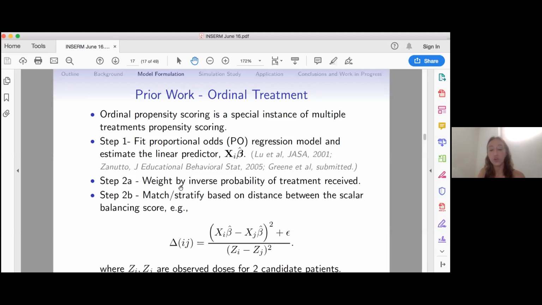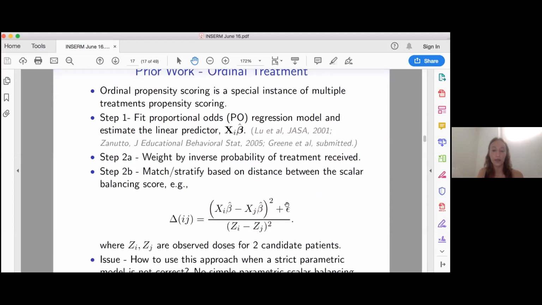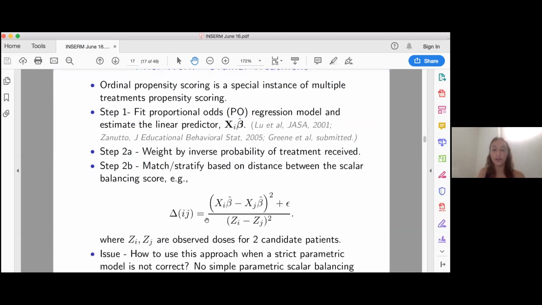And then in step 2, you could weight in your outcome model by the inverse probability of the treatment actually received, right? That will be the dose actually received since it's ordinal. Or you can match and stratify based on a distance metric. And this is a proposed distance metric, which is simply the difference between those 2 scalars for 2 different people. This is someone's x_i beta hat, and this is someone else's x_j beta hat, right? They're scalars resulting from the proportional odds model. So 2 linear predictors squared, that's a distance.